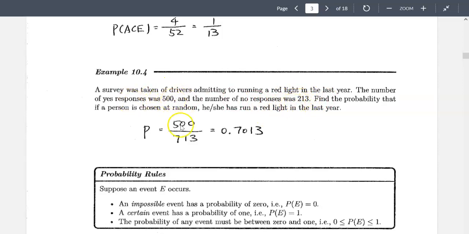So it's 500. That's the number we want on top, the outcome we want. But what's the total outcome? The total is the people who said yes to running a red light and the people who said no. Together that is 713. That's how we get 713. So the probability someone ran a red light is 500 out of 713. If you take your calculator and divide this, you will get 0.7013, which is about 70%.